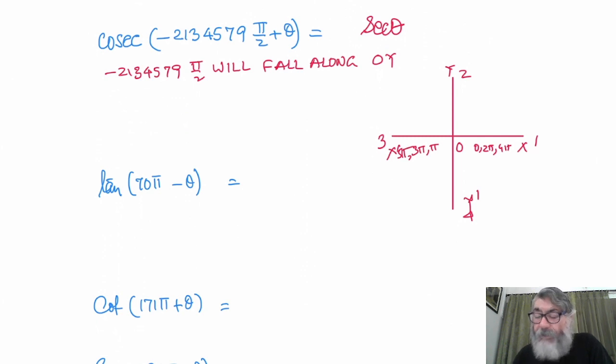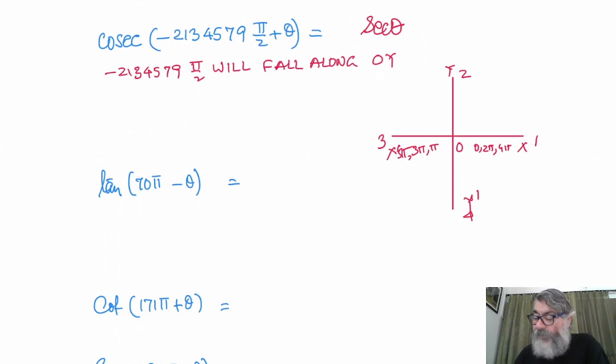So it is 70 pi. 70 pi is an even multiple of pi. And here it does not matter whether negative or plus, because if it is even, whether negative or positive, it will fall along OX dash only. And if it is negative or positive odd multiple of pi, then it will fall along line 3.